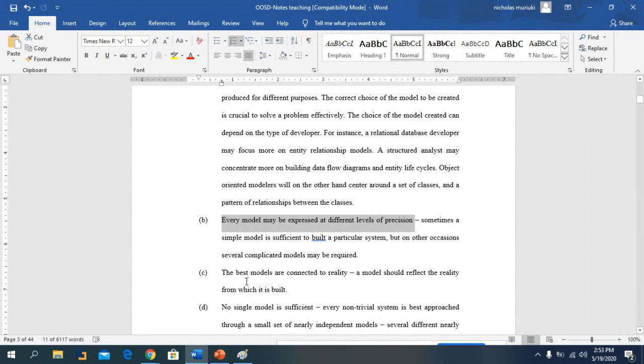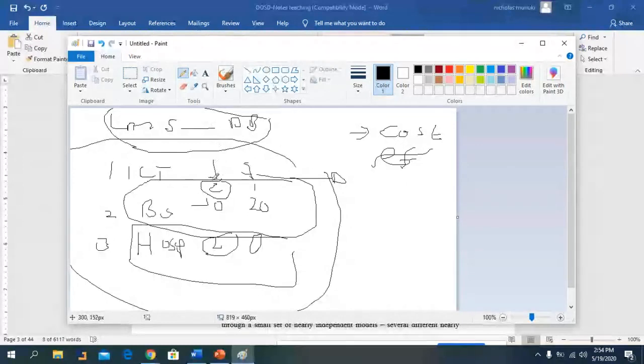The best models are connected to reality. This is the key point: they are connected to reality. If you look at the system that I was trying to create here, a model, it will advise the managers that you should not buy books for ICT students. You should not buy books for hospitality students. Why? Because they are not borrowing books. So this is reality, real.